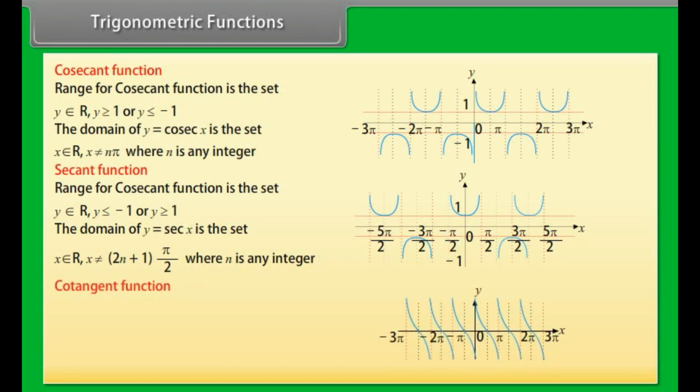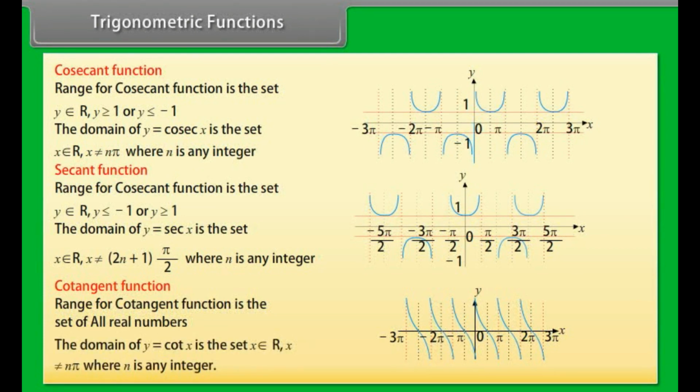Cotangent function. Range for cotangent function is the set of all real numbers. The domain of y is equal to cot of x is the set: x belongs to real number, x not equals to n into pi, where n is any integer.